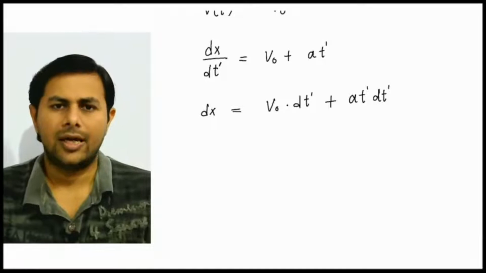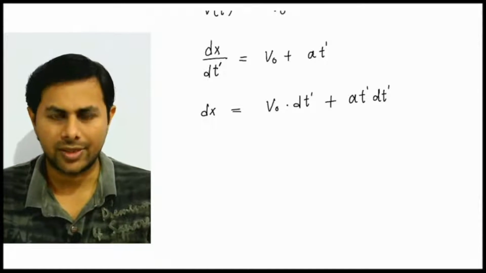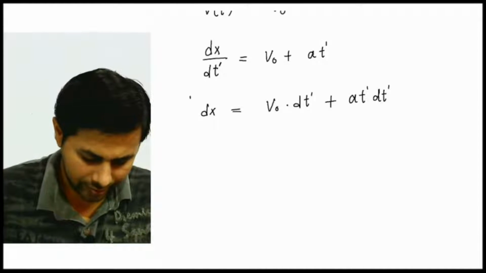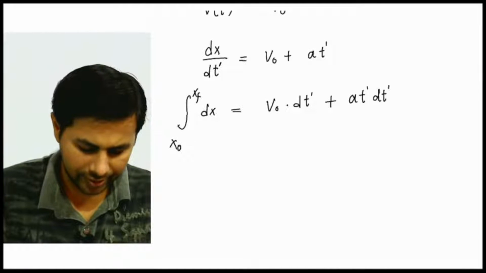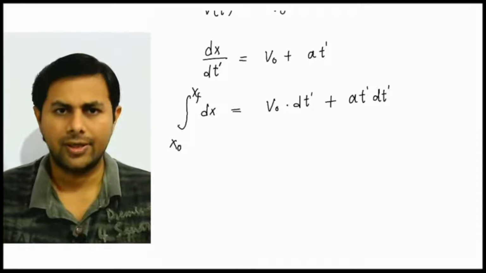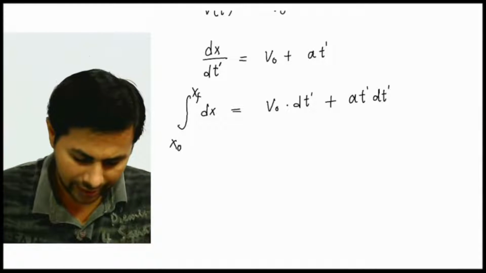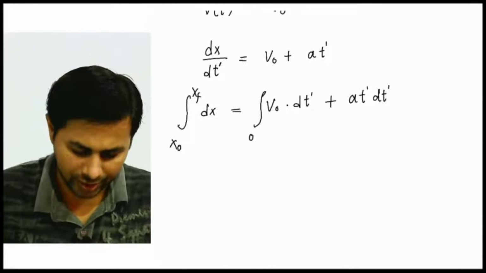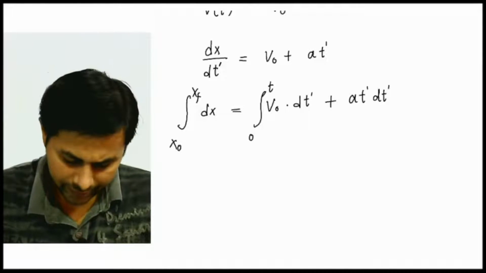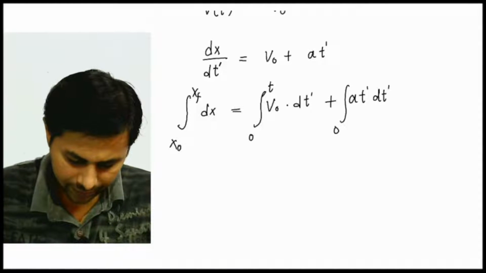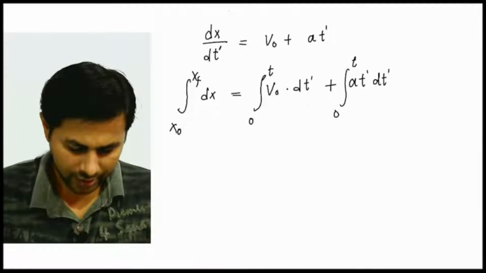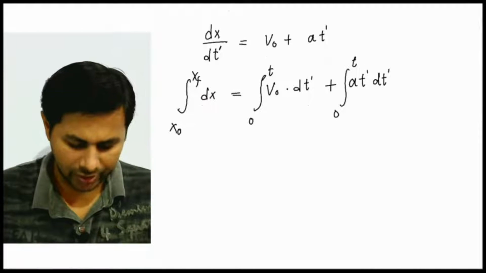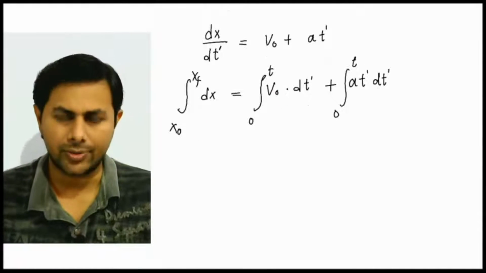and then I will integrate on both sides of this equation. So position changes from x naught to xf. So initial position is x naught, final position is xf, and time changes from 0 to t. Okay, so I am integrating the position from x naught to xf and the time from 0 to t.